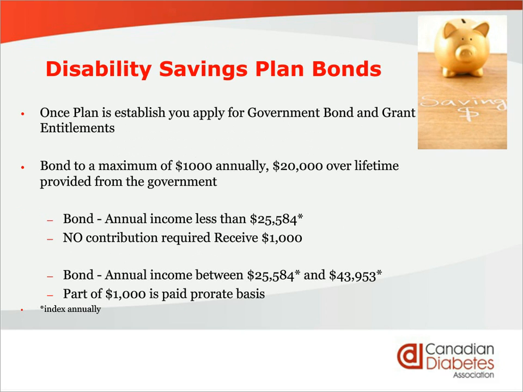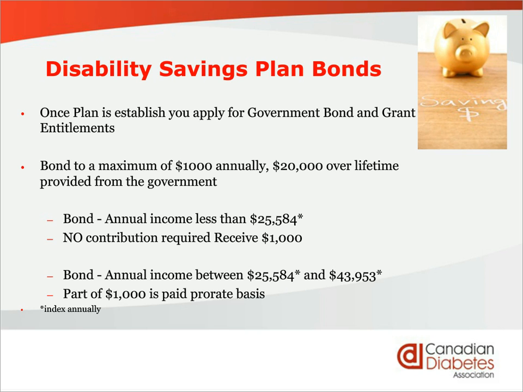So, for a bond. Once you've established the plan, you have to annually apply for both bonds and grants as applicable to your circumstances. So let's say that in the first year that I've set up the disability savings plan, my income is less than $25,584. Then without making a contribution, I will receive $1,000. Of course, you can make a contribution, and if you do, then you want to apply for a grant, which I'll get onto in a moment.